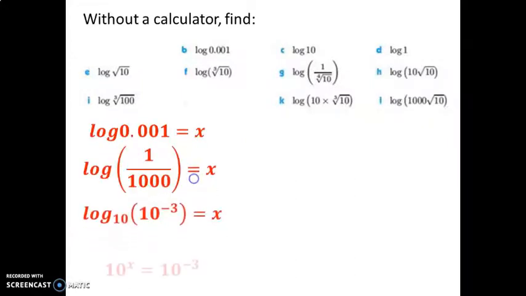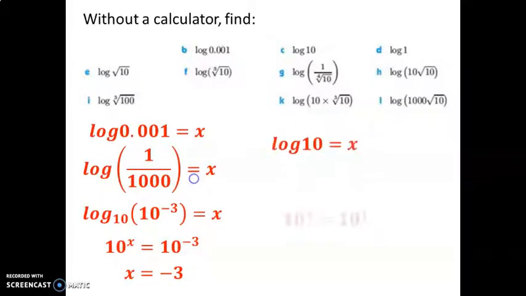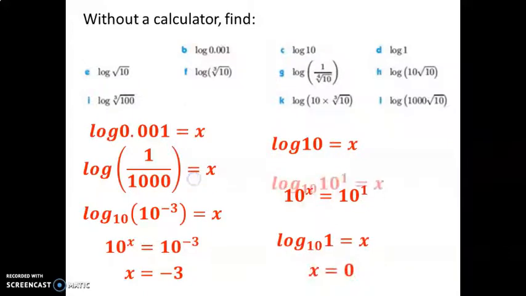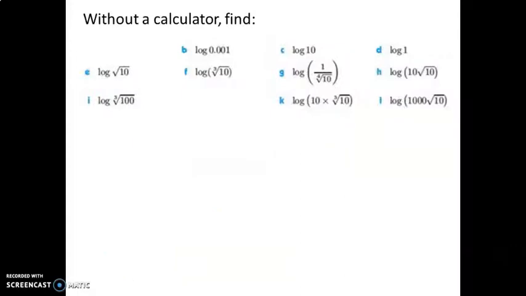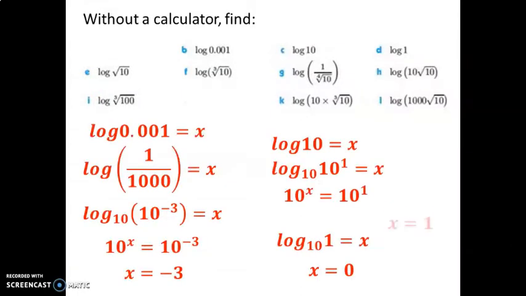So here's B, here's C, and D. So check your work carefully here. Notice in this first one, we've seen one like that before. We change that to a fraction. This is 10 cubed, bring it up, 10 to negative 3, and then we solve. These ones are a little more simple, perhaps.